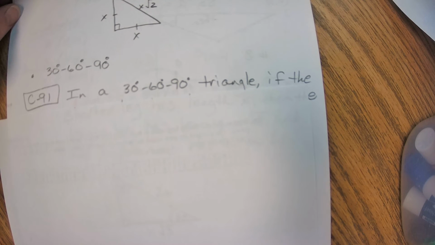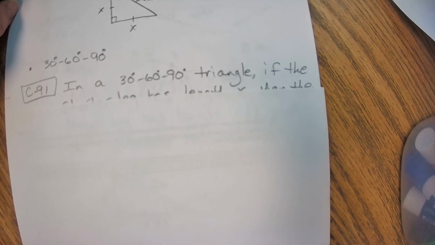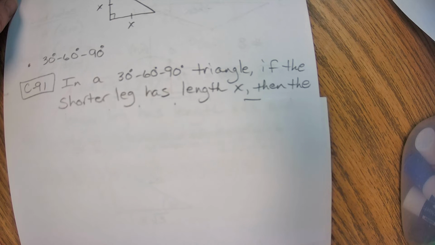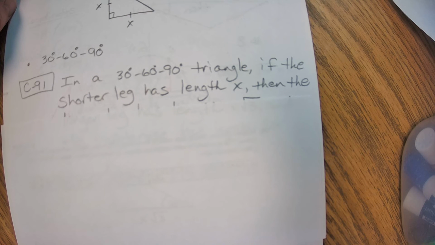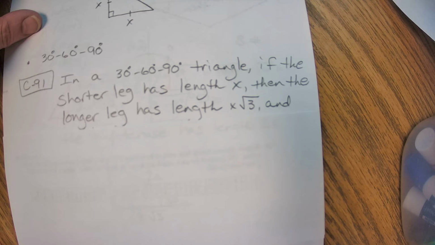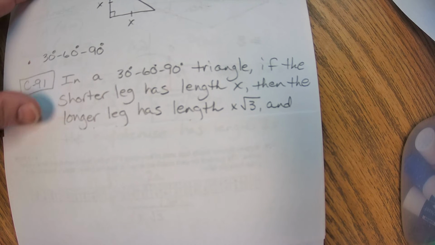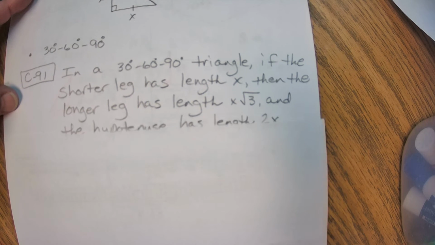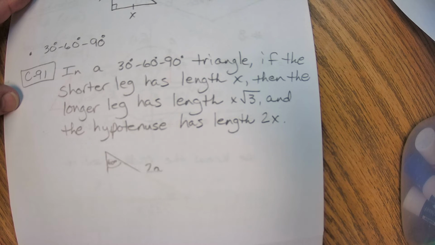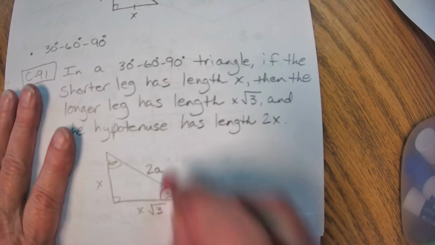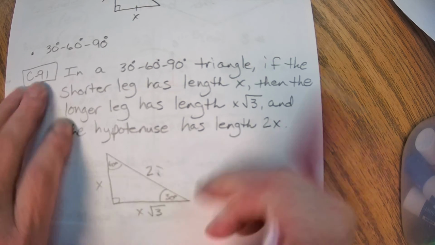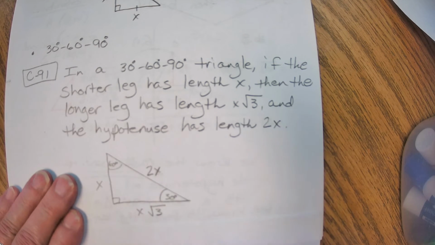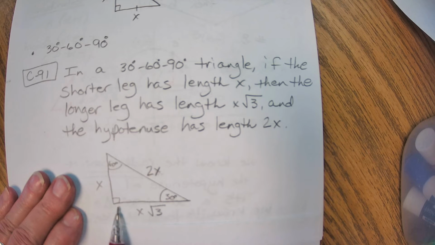And C91 is dealing with the 30, 60, 90 right triangle. If the shorter leg has length x, then the longer leg has length x square roots of 3, and the hypotenuse has length 2x. This should be an x, not an a. So notice the shorter side is across from the 30-degree angle, or the shorter leg. The longer leg is across from the 60-degree angle.